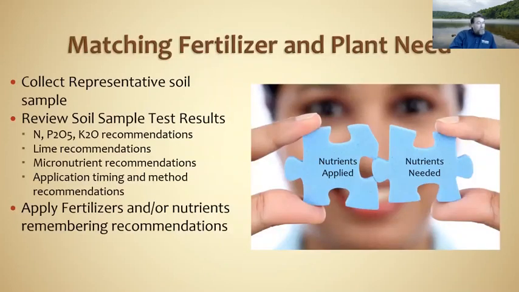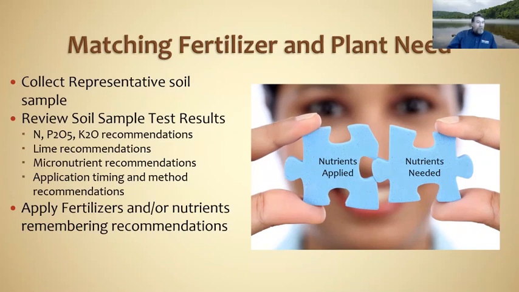So really what we're doing is we're soil sampling to figure out what's in the soil, through that collective representative sample. And then we're going to try to match what's available in the soil to what is being supplied by your fertilizer or your soil amendment, so that you get a good match or a good connection.